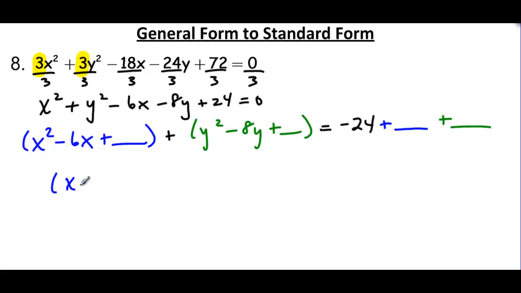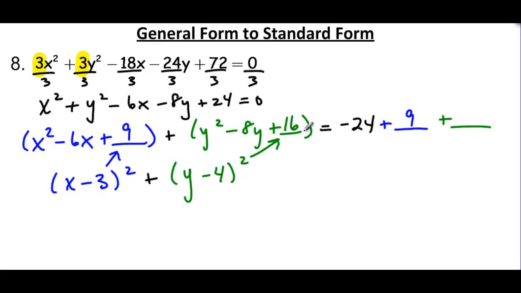So for the x's, half of negative 6 is negative 3. To complete the square, I'm going to add 9 to both sides. And again, remember, this works because negative 3 times negative 3 is 9, and negative 3 plus negative 3 is negative 6. For the y's, half of negative 8 is negative 4, quantity squared. When I square this, I'm going to get 16. I'm going to add 16 to both. Equals negative 24 plus 9 plus 16 is 1.